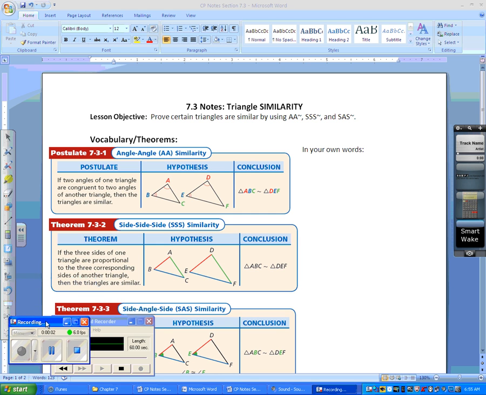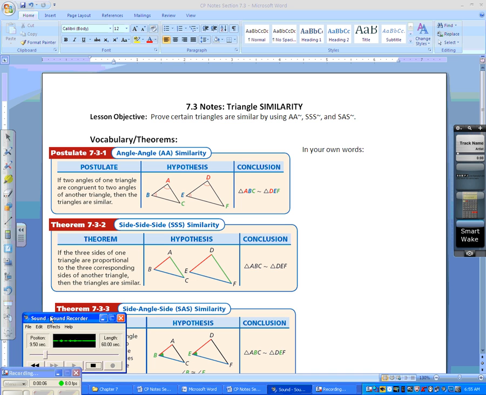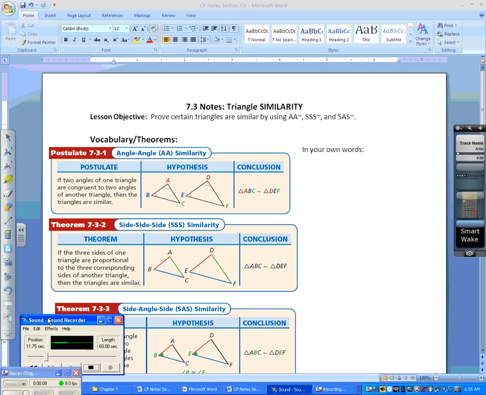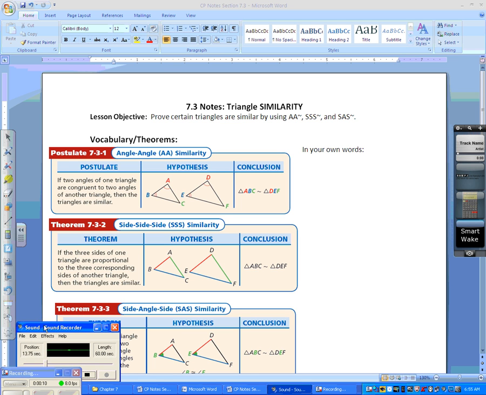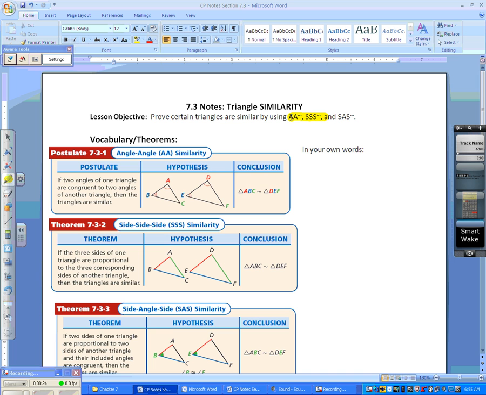Okay, at 7.3, we are talking about triangle similarity. So similar, we learned already, is when two polygons are the same shape, not necessarily the same size. So today we're only talking about triangles, and we're going to prove or use three similarity postulates: angle-angle similarity, side-side-side similarity, and side-angle-side similarity. So what do those mean?